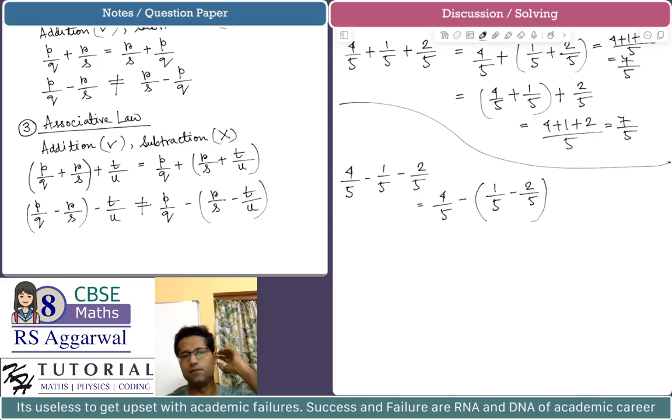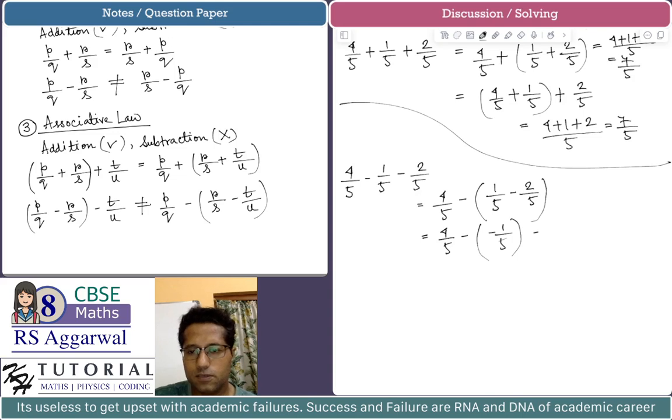If indeed subtraction obeys the associative law, the left hand side should be equal to the right hand side. Now this is equal to 4 by 5 minus, if we do the subtraction of 1 by 5 minus 2 by 5, this is minus 1 by 5.